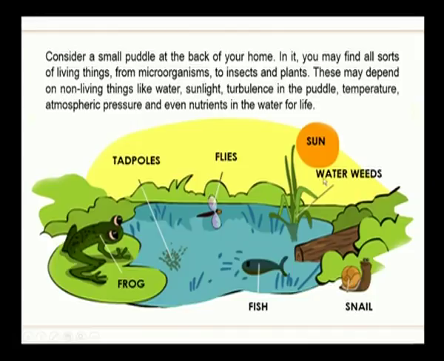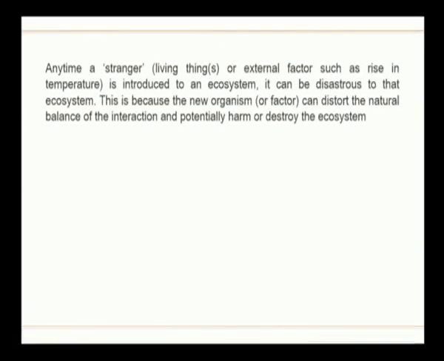So, even small things like tadpoles, flies and water weeds are interconnected within this ecosystem, and whenever it gets disturbed, a whole different scenario happens which disturbs the entire nature of this pool. So, anytime a stranger, a living thing or an external factor such as a rise in temperature, is introduced to the ecosystem, it can be disastrous to that ecosystem.